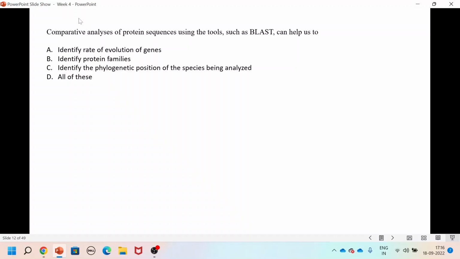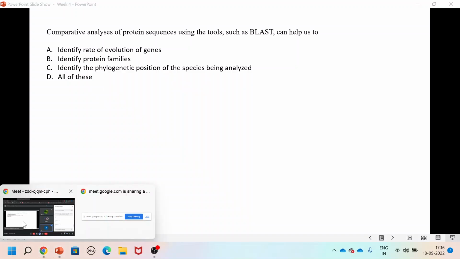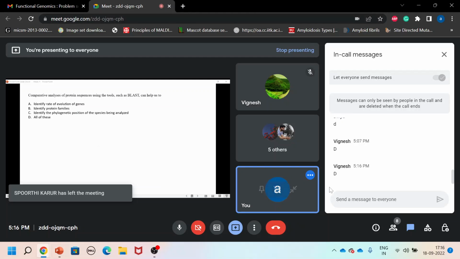So the question is, comparative analysis of protein sequences using tools such as BLAST can help us to identify the rate of evolution of genes, identify protein families, or identify the phylogenetic position of the species being analyzed, or all of these. Okay, Vignesh has answered all of these. Anyone else who would like to answer?